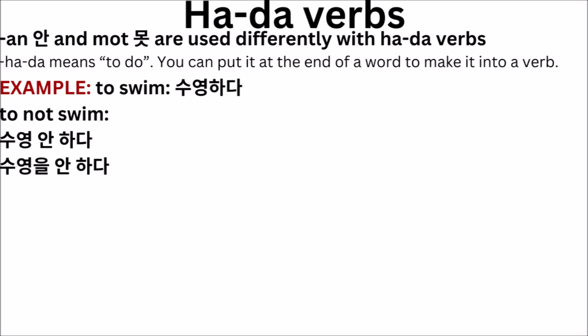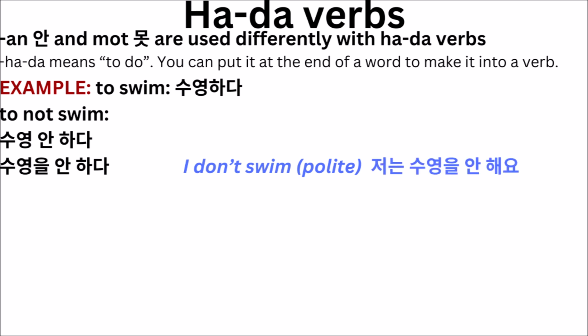Note that there are two spaces in this word for to not swim. It's not really a word. It's to not swim, which is 3 words. But anyways, there are 2 spaces in this word, here and here. Now let's say I do not swim in the polite form. It would be 저는 수영을 안 해요.